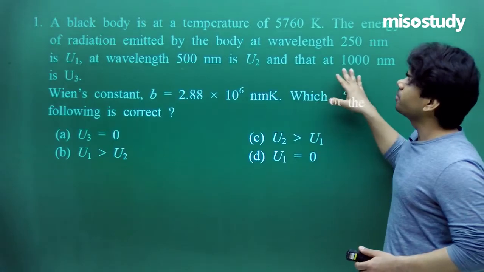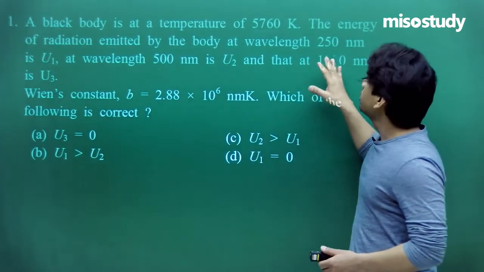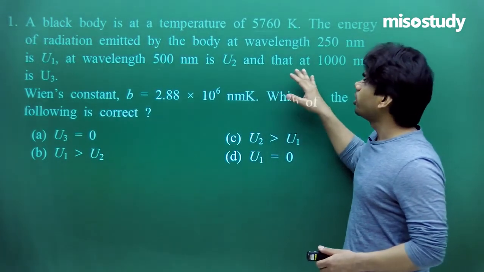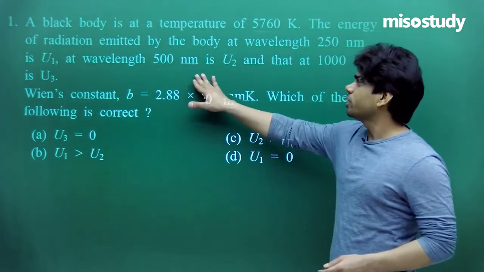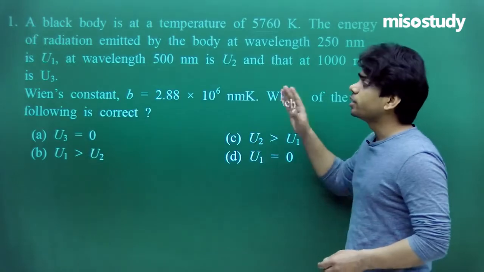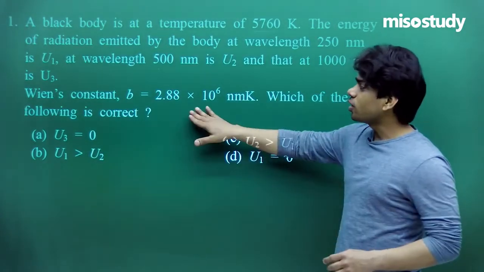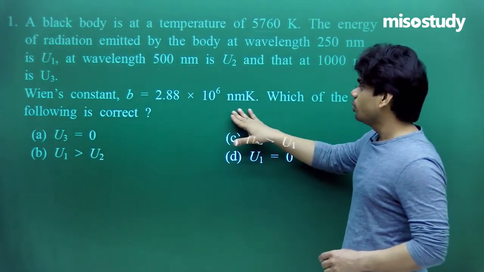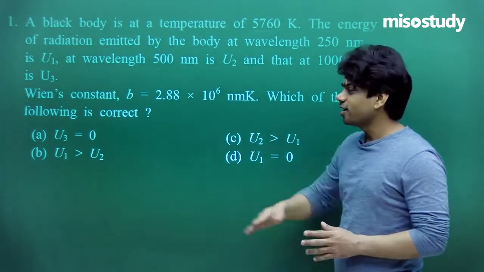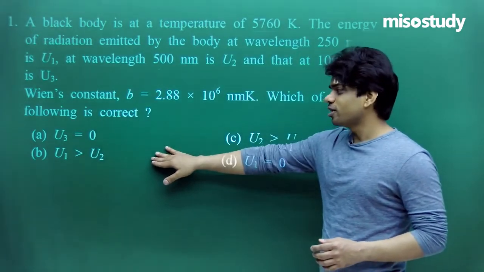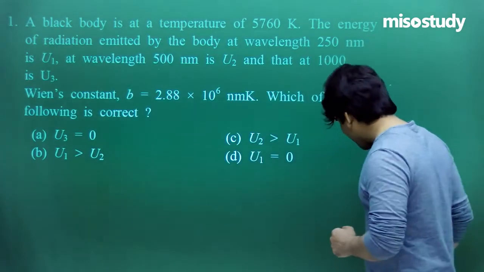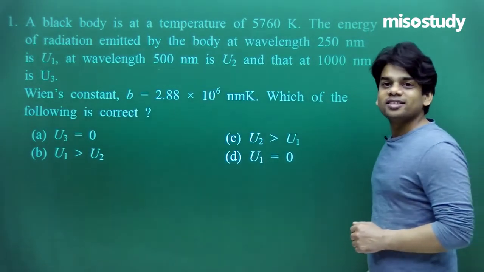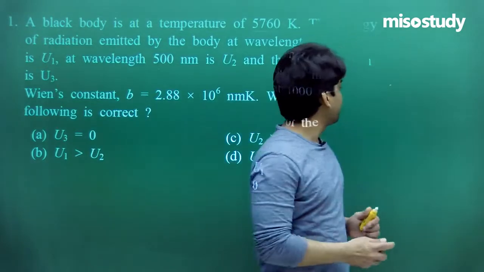A black body is at a temperature of 5760 Kelvin. The energy of radiation emitted by the body at wavelength 250 nanometer is U1, at wavelength 500 nanometer is U2, and that at 1000 nanometer is U3. Wien's constant is 2.88 into 10 to the power 6 nanometer Kelvin. Which of the following is correct? A. U3 is equal to 0, B. U1 is greater than U2, C. U2 is greater than U1, and D. U1 equals 0.